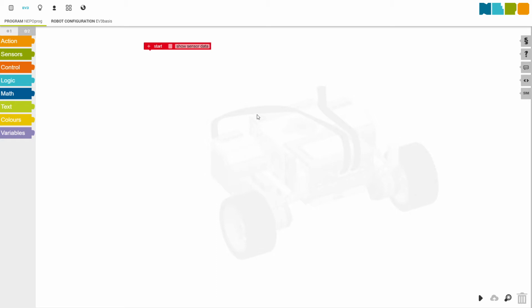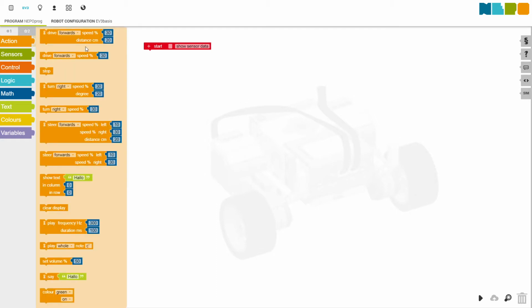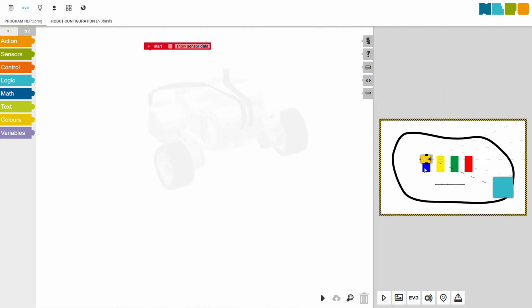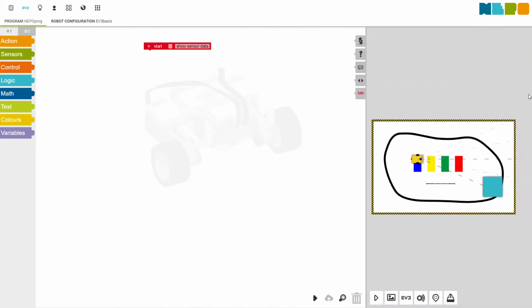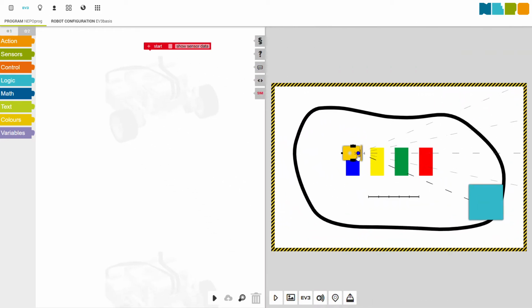Today we're going to be talking about the action block. If you want to control the EV3, first you have to open the simulator, like this. Right now you have the simulator right here, and if you've seen my first tutorial video, you'll know that you have all these different settings.